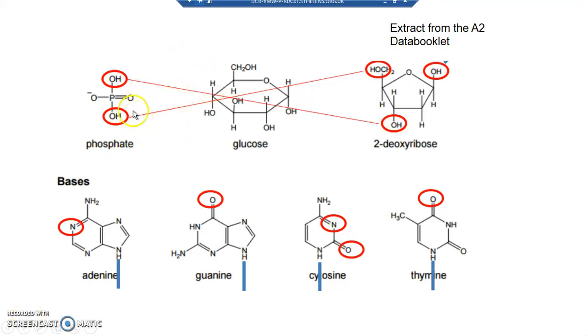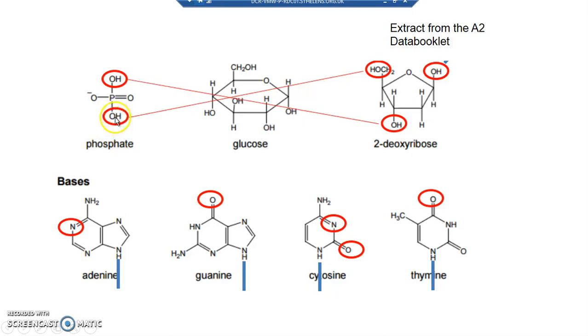Let's have a look at the extract from a data book now. So what I do here is I imagine that glucose is bad for you and I put a big cross. And I know that the OH is here and the OH is here on the phosphate, and the 2-deoxyribose bond with each other because the OH and an OH makes water and leaves an O left over as a link, as a bond.